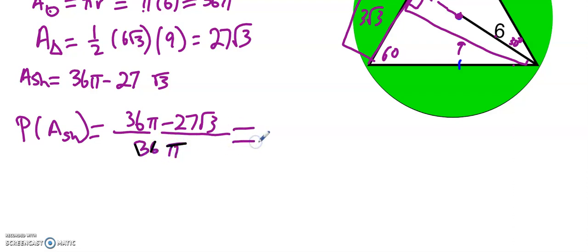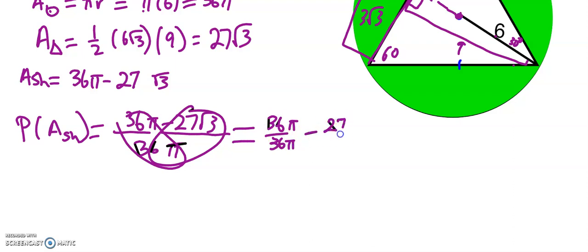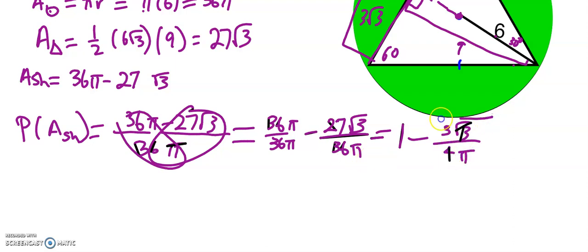And if you reduce this by making two fractions, well, 36 pi over 36 pi would be the first fraction, minus 27 square root of 3 over 36 pi would be the next fraction, which would make that just 1 minus, well, 27 and 36 can both be divided by 9, so that would become 3 root 3 over 36 divided by 9 is 4, and then pi. And so that would be the probability of landing in this shaded region.